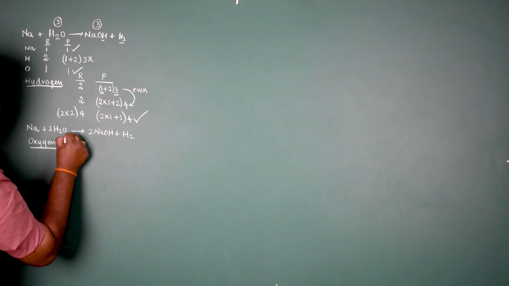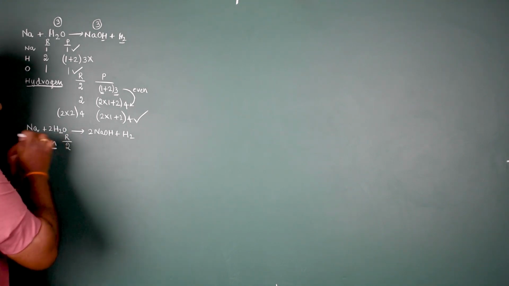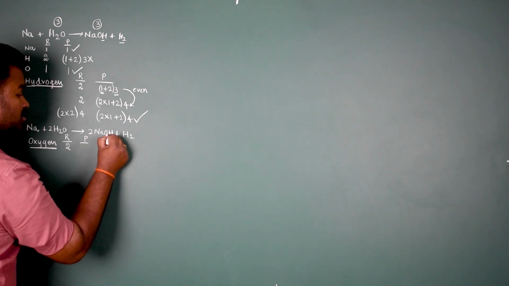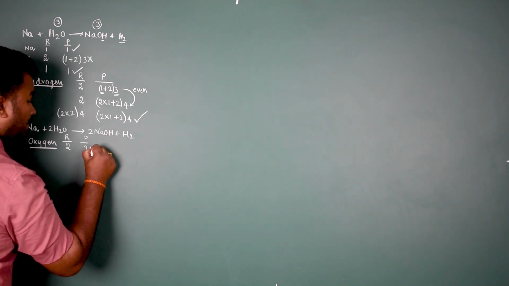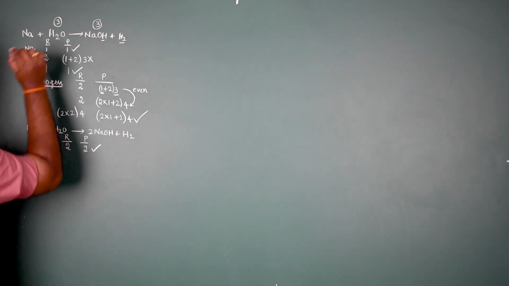In oxygen, on the reactant side, we have 2 oxygens because this is my new equation. And on the product side, I have 2 into the subscript 1 is 2. My oxygens are also balanced. And finally, I have one more atom, that is sodium.